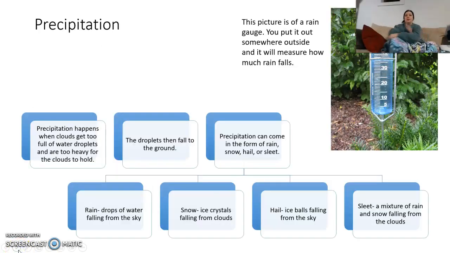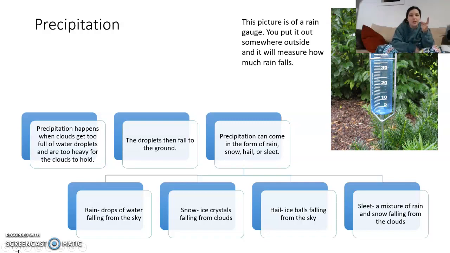And then precipitation. Precipitation happens when clouds get too full, and the cloud's too heavy, and so those droplets then fall to the ground. Based on if it's cold or hot, if it's hot, then it's just going to be rain, which is drops of water falling from the sky. And then if it's super cold, you might get snow, which is just snowfall. That's ice crystals falling from the clouds. And then you might get hail, which is ice balls falling from the sky. And then sleet is a mixture of your rain and your snow.